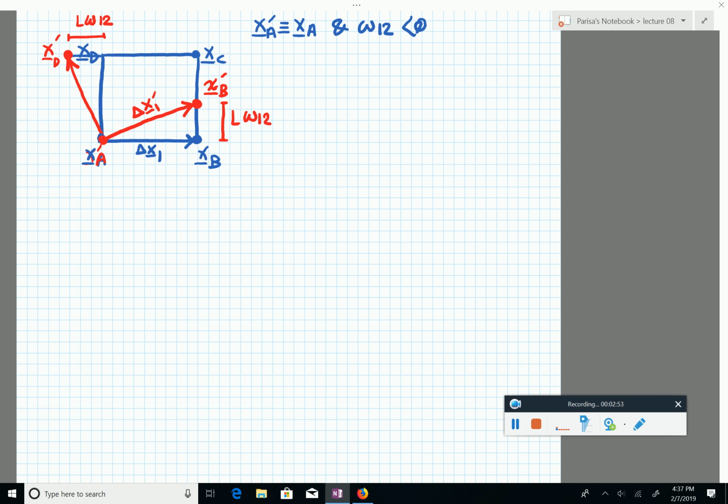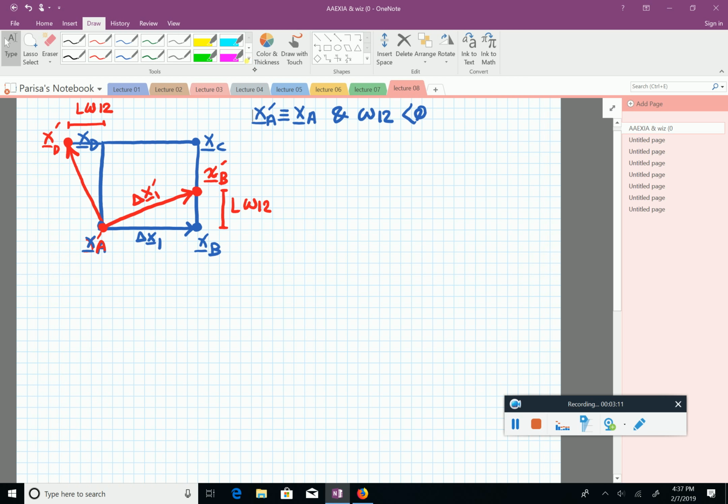No, so the gradient of deformation contains information on a strain, right? Change of length and change of angle. So looking at this, what can we say about change of angle? Just looking at this geometry. So let's get us started.